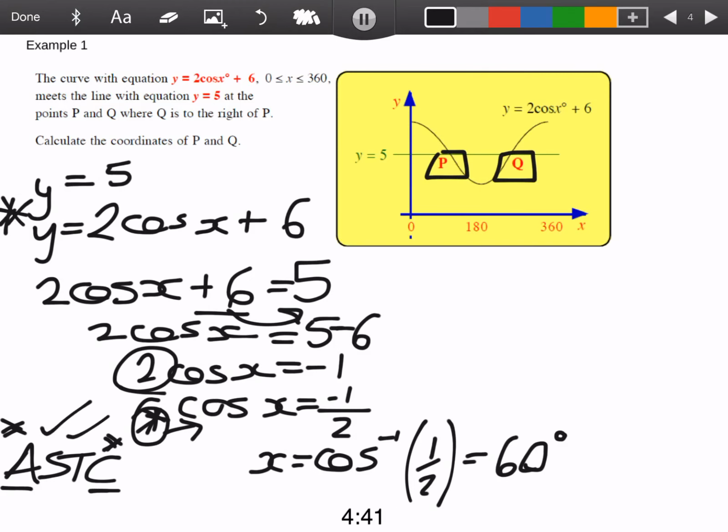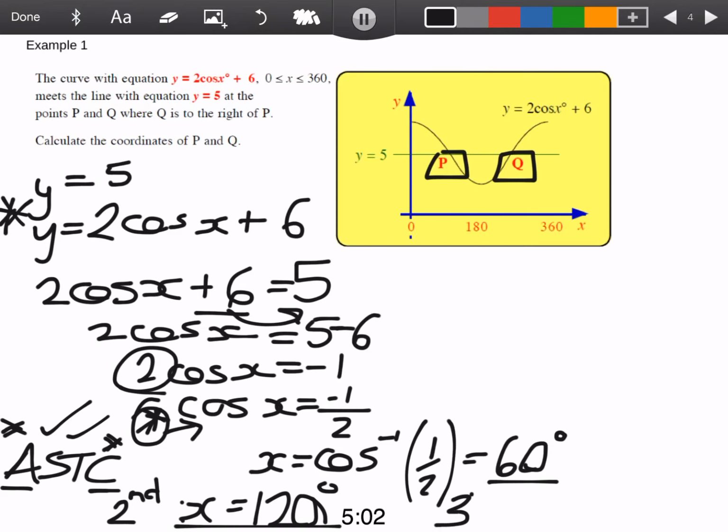Remember how you get your actual second and third quadrant answers? I'm running out of space, so I'm not going to do the whole sum, but to get your second quadrant answer, we do 180 minus the calculator answer. So it's 180 minus 60, 120 is our second quadrant answer. And we're also looking for the third quadrant answer. How do you get the third quadrant? You do 180 plus. So it's 180 plus 60. There's our two solutions, 120 and 240.